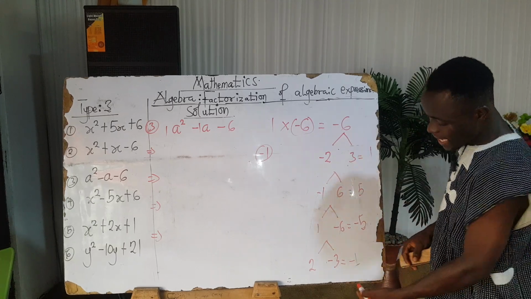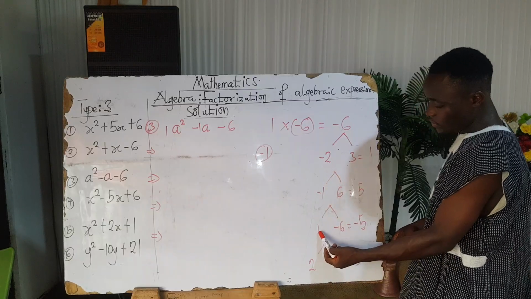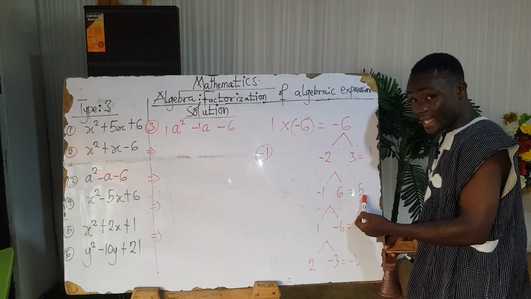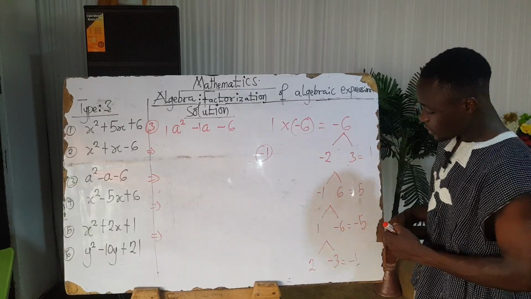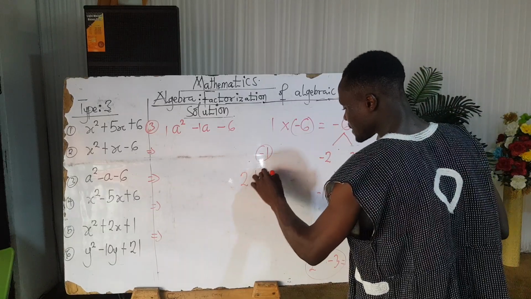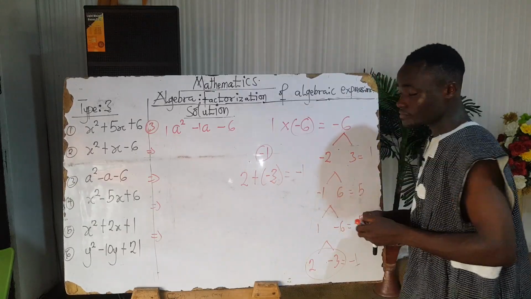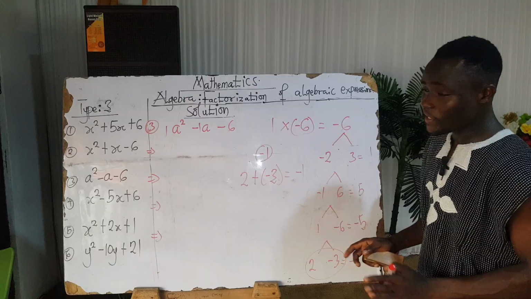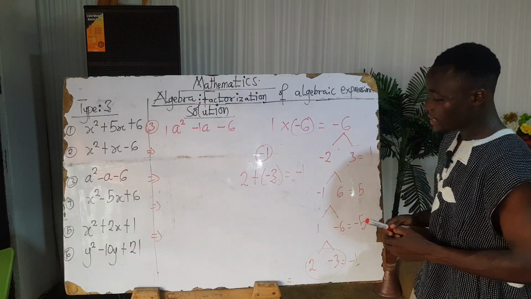I'm saying that when we add 2 plus negative 3, it gives us negative 1. 1 plus negative 6 gives us negative 5. Negative 1 plus 6 gives us 5. Negative 2 plus 3 gives us 1. So it means that we can pick this, meaning when we add 2 plus negative 3, it gives us negative 1. So this and this will definitely work for us. Are you following? Very good.